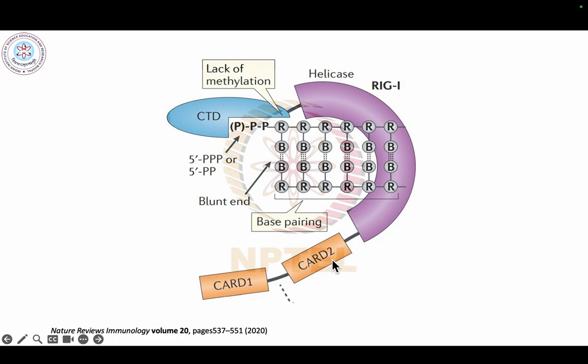So this is the RIG1 domain structure where you can see the CTD domain, and this is the helicase, and CARD1 and CARD2 domain. Base pairing is there, you can see. So it's binding with the RNA where there is a triphosphate end, where CTD is binding. Okay.